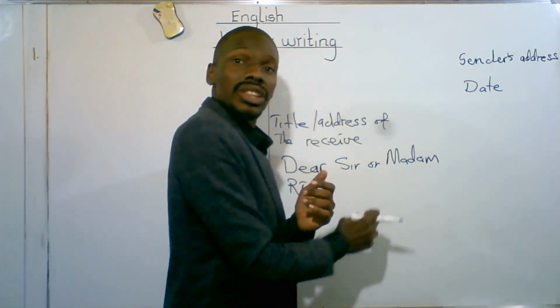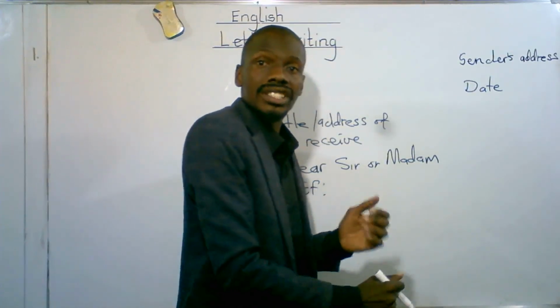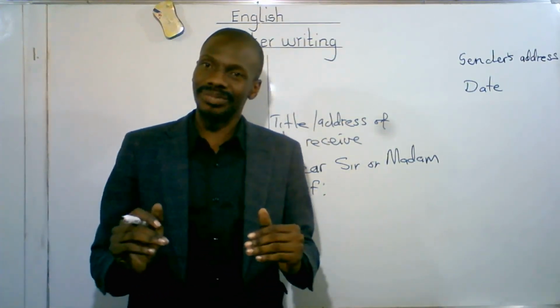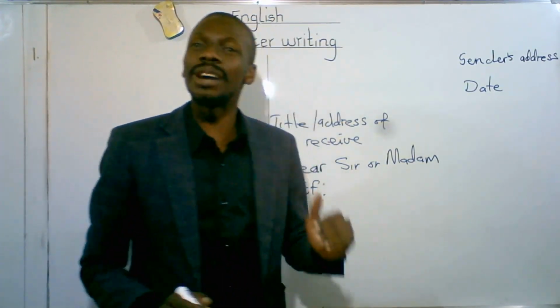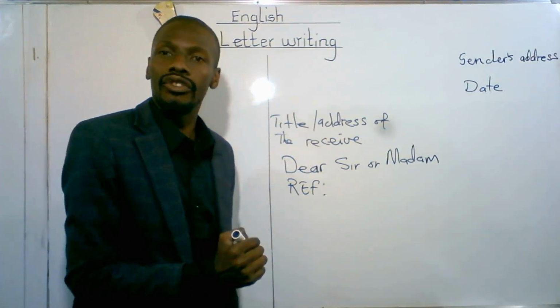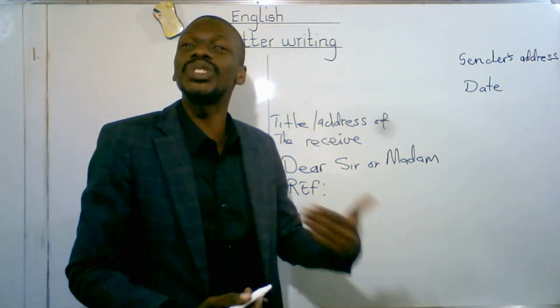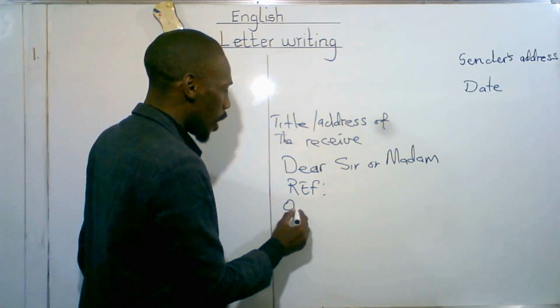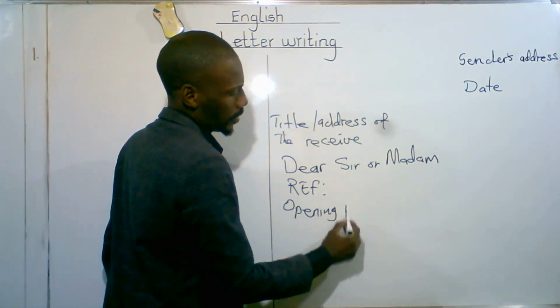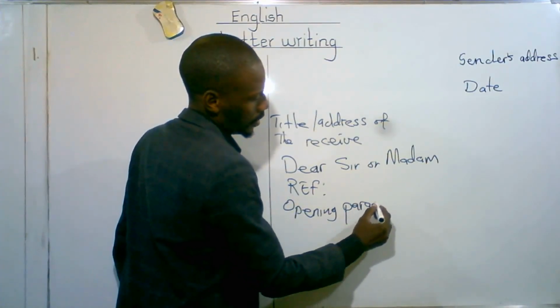If I started with a capital letter and the rest of the words are in small letters, I'm supposed to underline. From the reference, I'm supposed to write the opening paragraph, also known as the introduction. So, the opening paragraph.